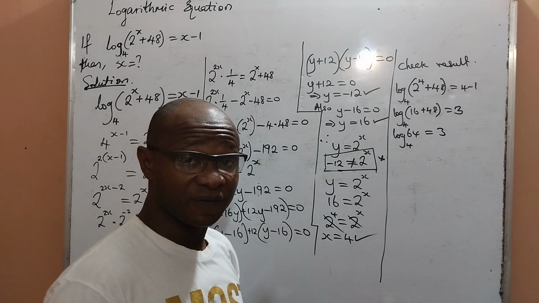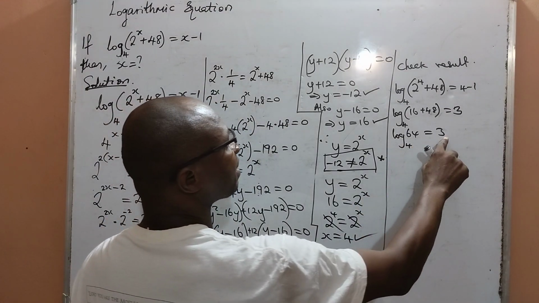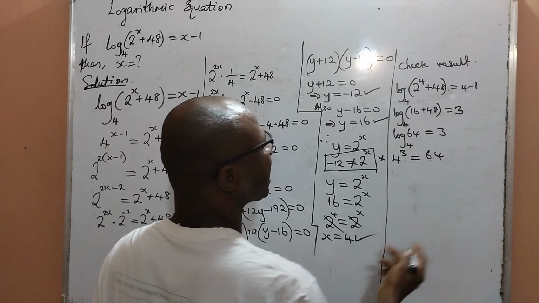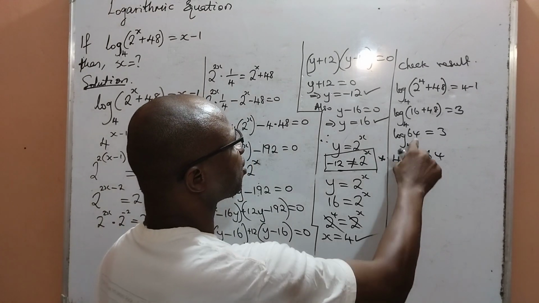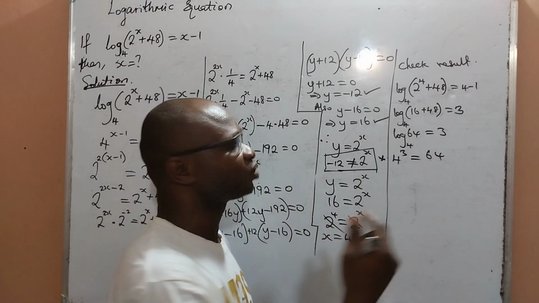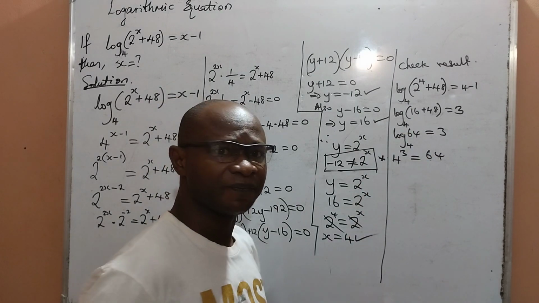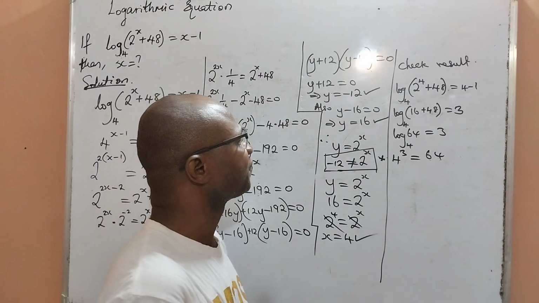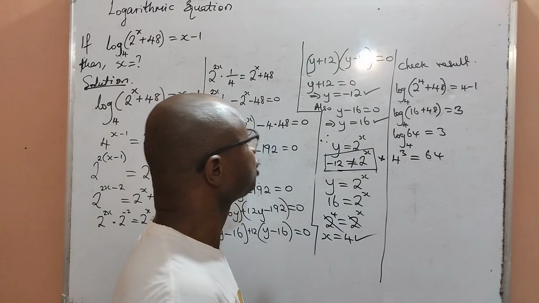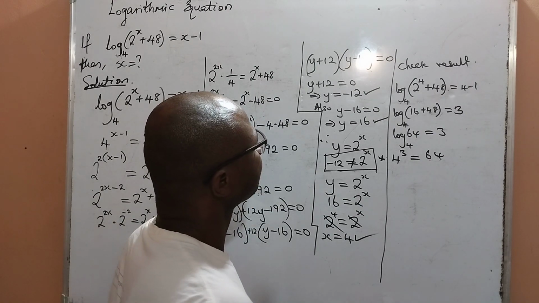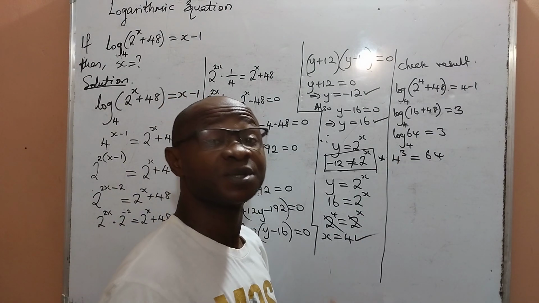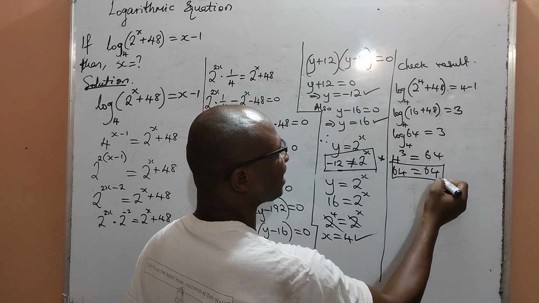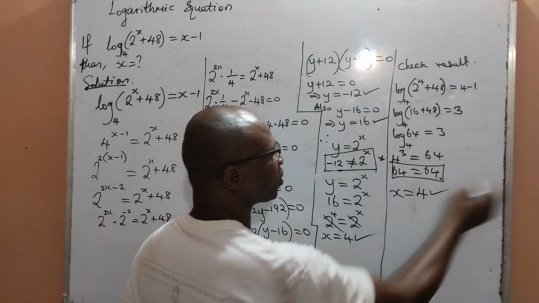By the same definition of logarithms, therefore 4 to the power of 3 should be equal to 64. 4 to the power of 3 is equal to 64 according to the definition of logarithms, that the log of a number to its own base is the power to which the base must be raised in order to obtain the number. Therefore, 4 raised to the power 3 should be equal to 64 by definition of logarithms. All right, beautiful. But 4 raised to the power 3 is 4 times 4 times 4, which is 64, equal to 64. Authenticating the value of x, that x is actually equal to 4.